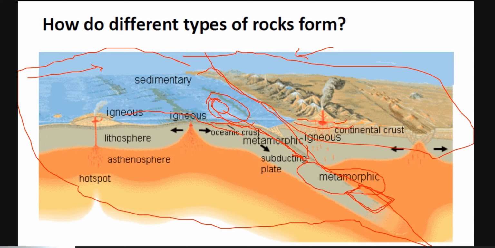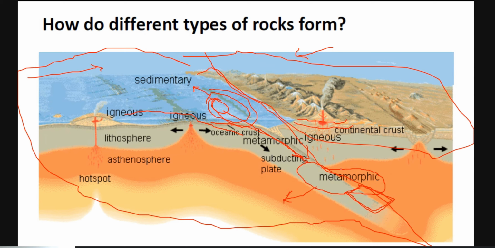These are sedimentary rocks, like sandstone, red sandstone, from which the Red Fort is made. And here you will get metamorphic rocks like marble, from which the Taj Mahal is made, and khondalite, from which the Konark temple is made.